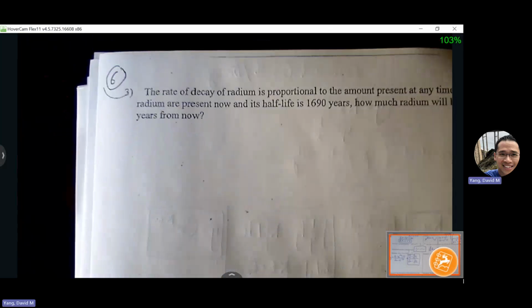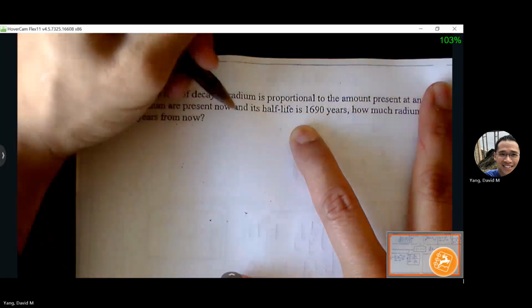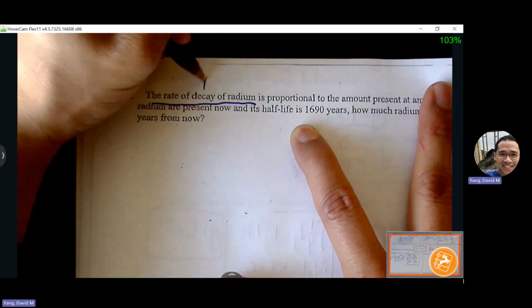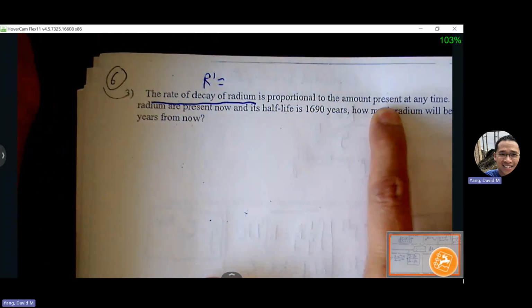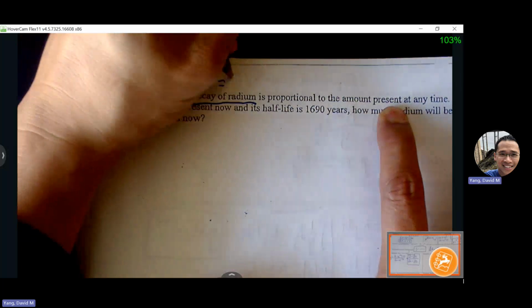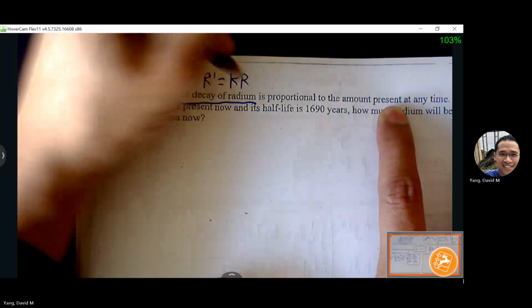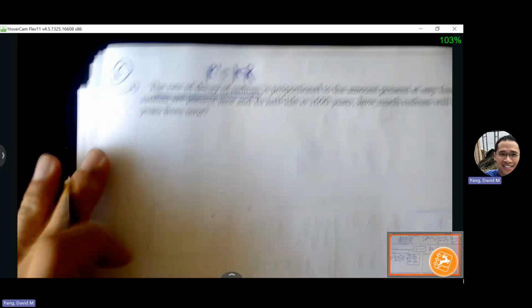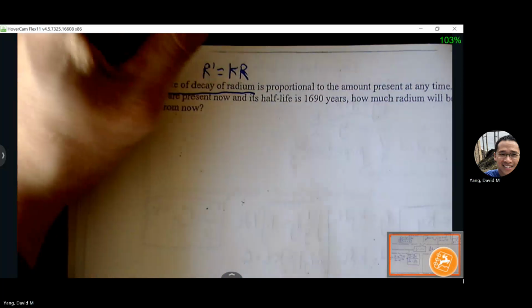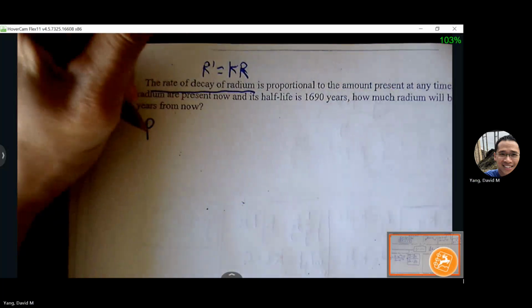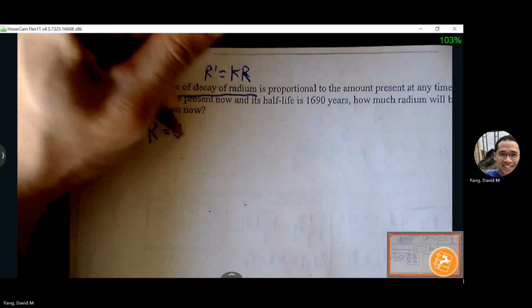The rate of decay of radium, so R prime, is proportional to the amount of radium present at any time. So R prime equals KR. Same relationship, right? Y prime equals KY, P prime equals KP, R prime equals KR. We know we can jump to this equation.